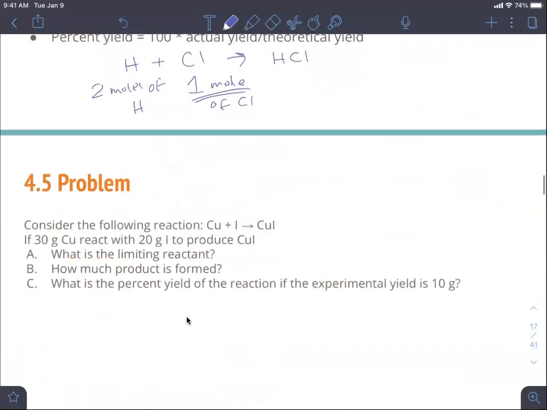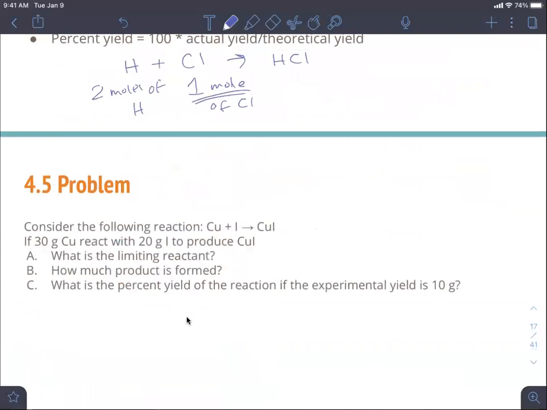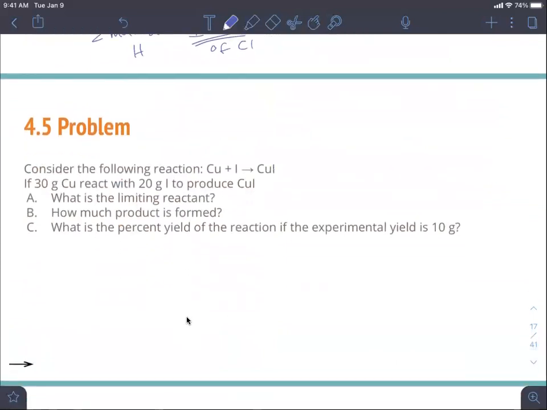Okay, so here's the problem. I'll just give a minute to do this one. It shouldn't be too hard. So just remember the principles of stoichiometry. Use moles, and always keep track of your units.